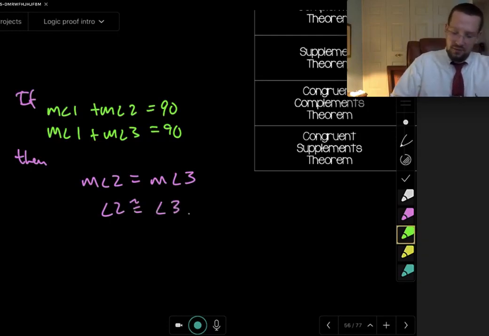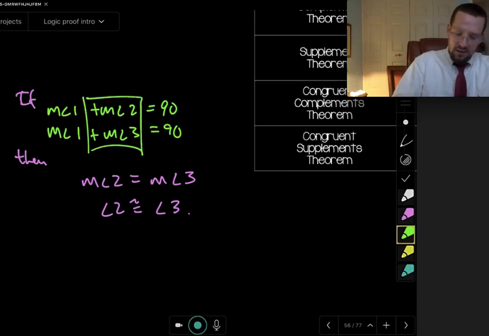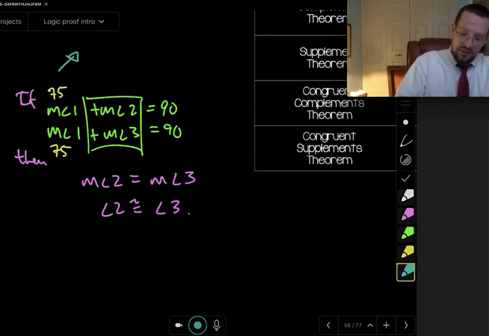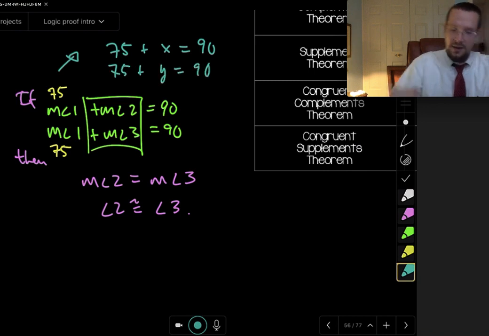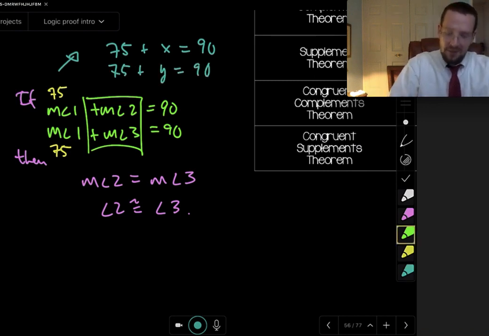The reason is, if you look, take the measure of angle 1. Say that this is any measure between 0 and 89.99999. So let's say that this is 75, for example, and this is 75. Well, let's just think about this as 75 plus x is equal to 90, and 75 plus y is equal to 90. We can solve both of these problems, right? Subtract 75 from both sides, we find that x is equal to 15. Subtract 75 from both sides, we find y is equal to 15.